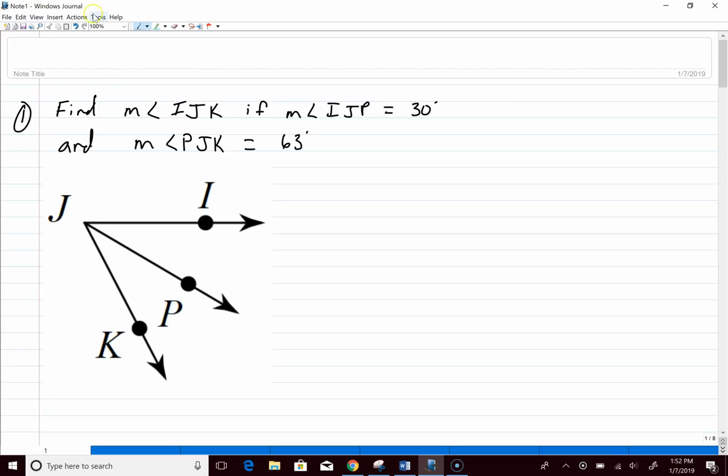What's up, everyone? So this is going to be some angle addition postulate practice. Angle addition. Extra practice. Or extra notes, I should say.